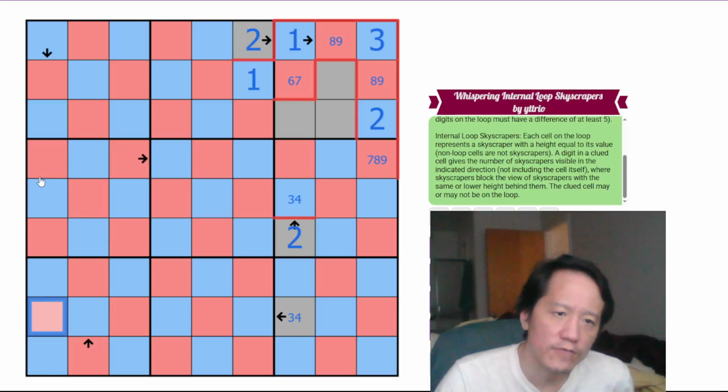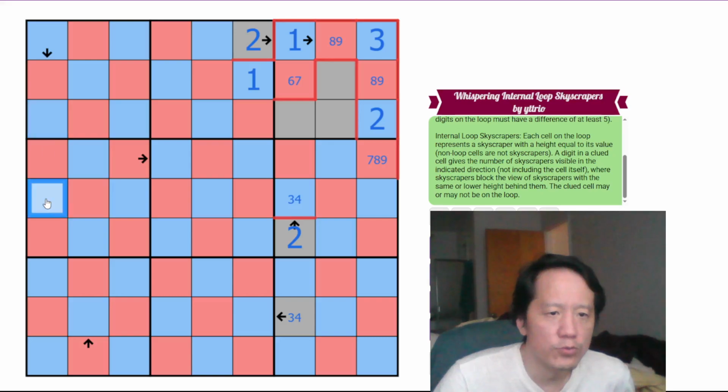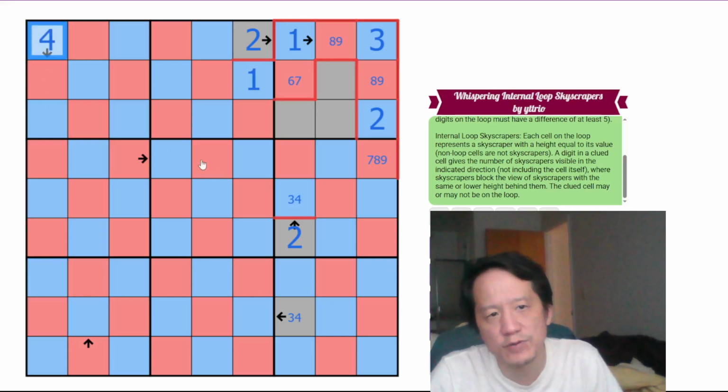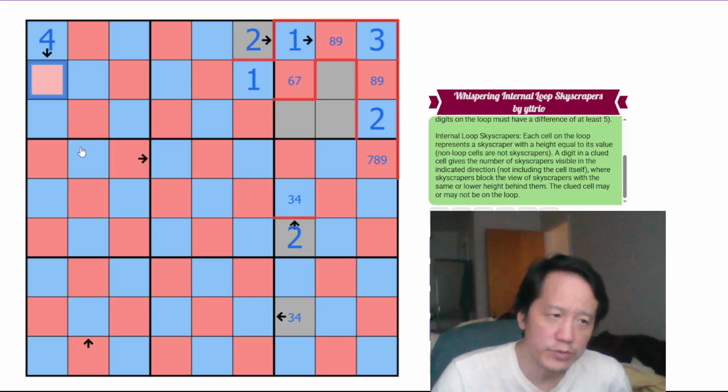Can it see 5? It sees blue, blue, blue, red. Once you see a red, you can't see any more blues. So you could see blue, red, red, red. That's 4. Blue, blue, blue, red, red. That's 4. Red, red, red, red. That's 4. Blue, blue, blue, red. That's 4. So this is always 4. So this has to be 4. Could still be part of the loop.